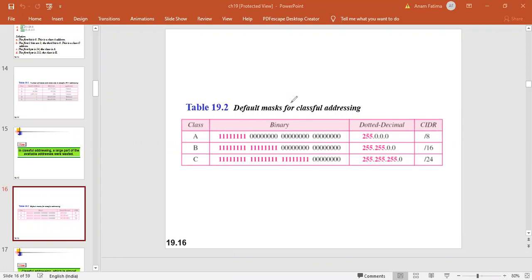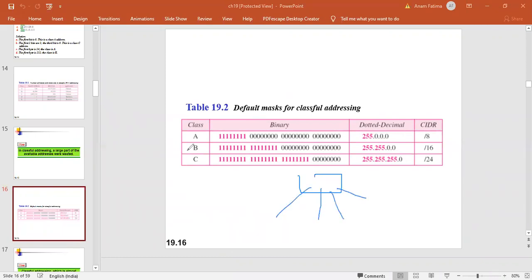Then one way to understand your concept of classes and blocks is that in your classful addressing, your IP address is divided into two parts. What are the two parts? Your net ID part and the host ID part, right? What we were referring to as the number of blocks within class A, class B, class C actually represent your network ID, right? That there is a network here. Within that network, how many hosts are available?